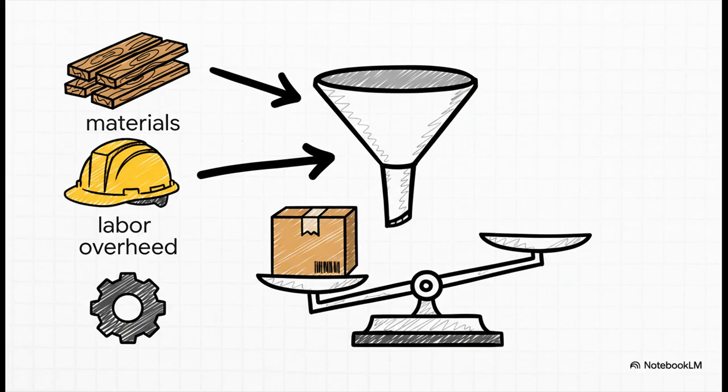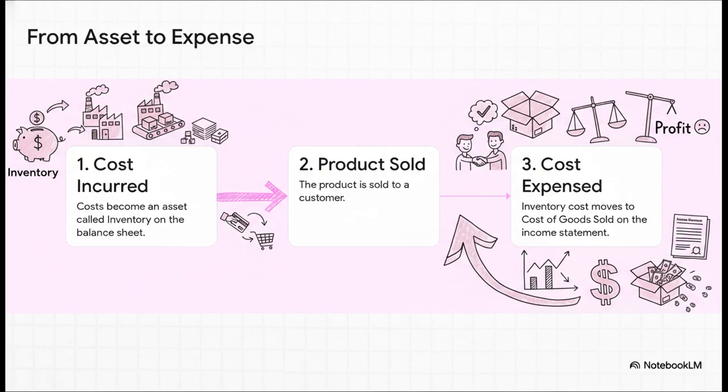That's valuable. This visualizes that whole journey perfectly. First, all those costs get collected into the inventory asset. Then, step 2, you sell a table. And only at that moment, the moment of sale, does the cost finally jump over to the income statement and become an expense, called cost of goods sold. That's when it finally reduces the company's profit.